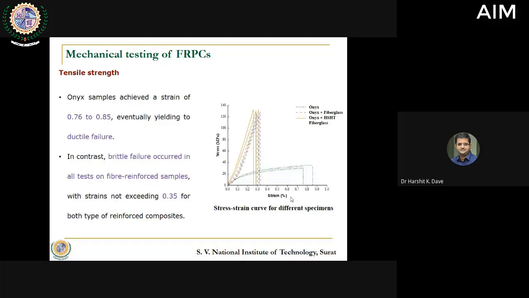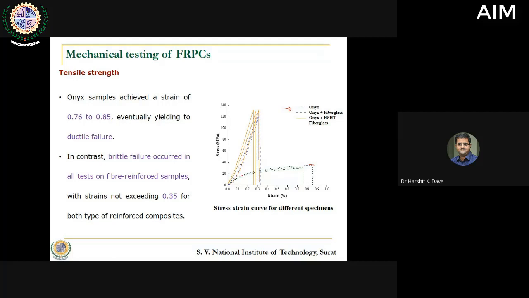Now this probably is because of the way in which the fibers are laid. Now if you see, when you have only the polymer, then it results in larger strain and there is a ductile failure. Okay, but the strength that you may get is relatively less.